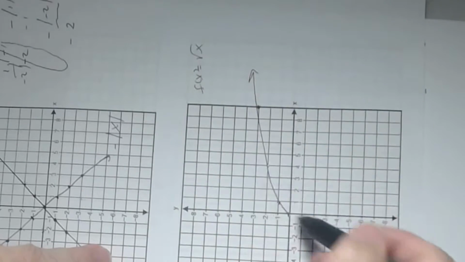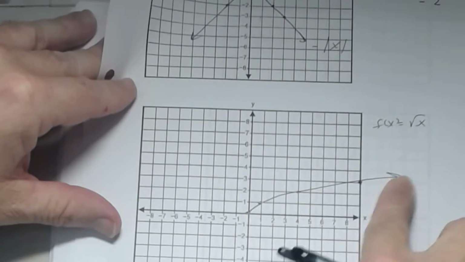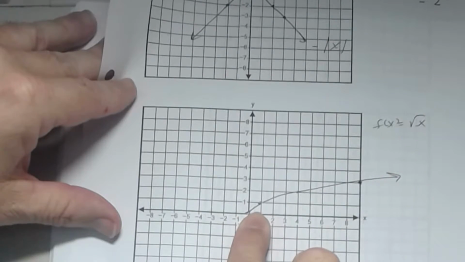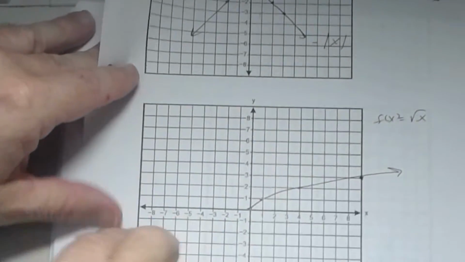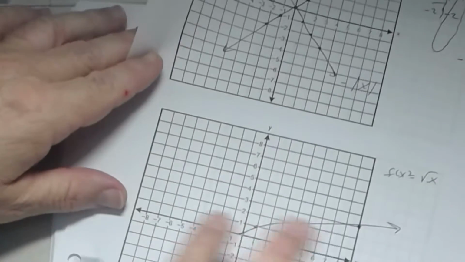So that's the shape of it. It looks like half of a parabola. Here's your square root function. There's your parent function for the square root. It's a curve that looks like half of a parabola. All right, any questions on that?